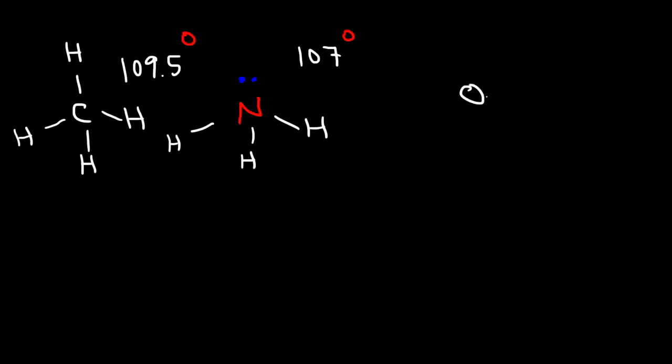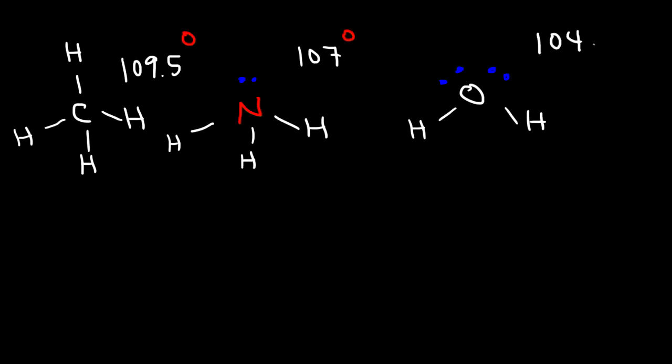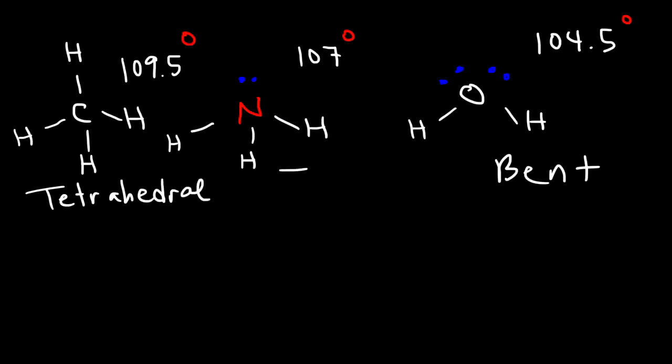The next one is water, which looks like this. It has 2 lone pairs instead of 1, but it still has 4 electron groups: 2, 3, 4. So the bond angle for this is 104.5 degrees. But the molecular structure is bent. And we said this is tetrahedral, and ammonia is trigonal pyramidal.